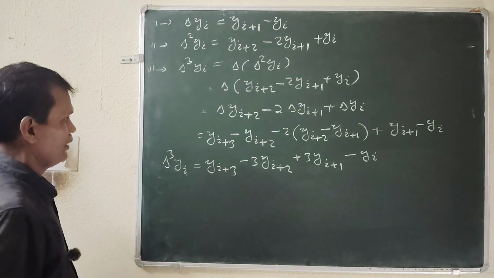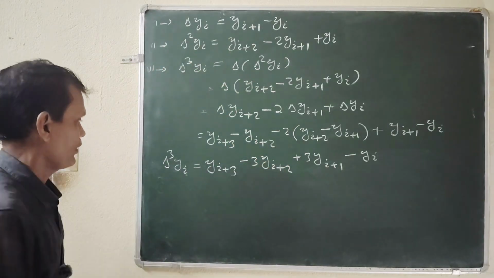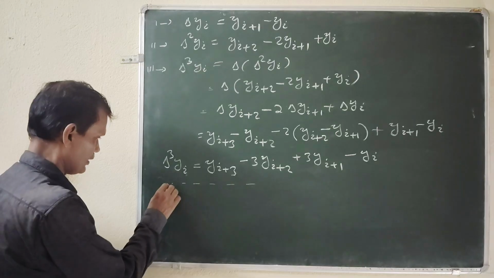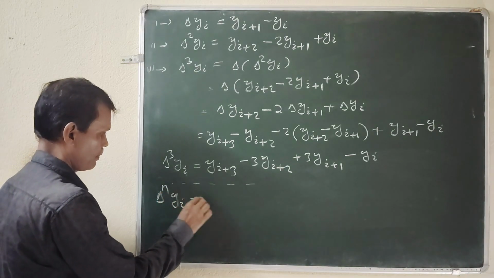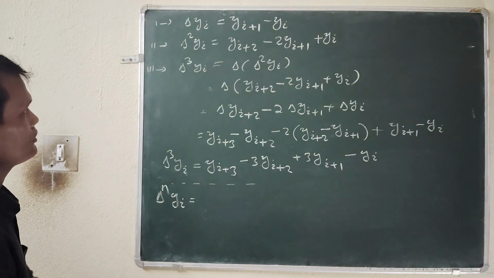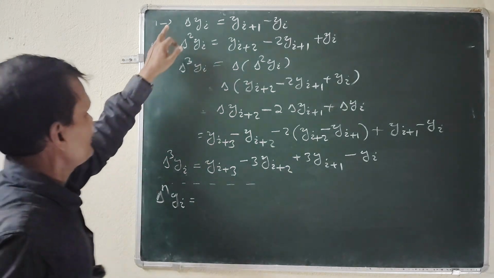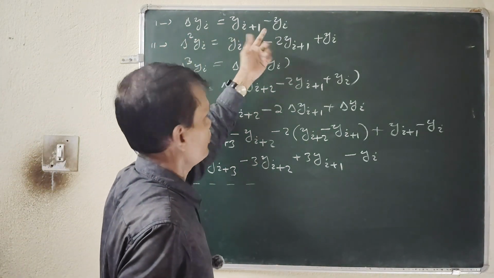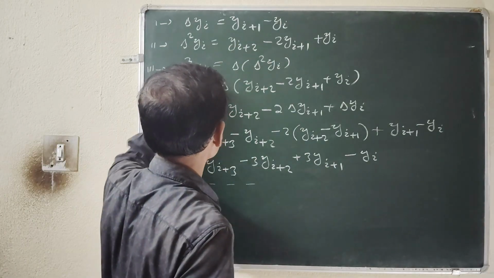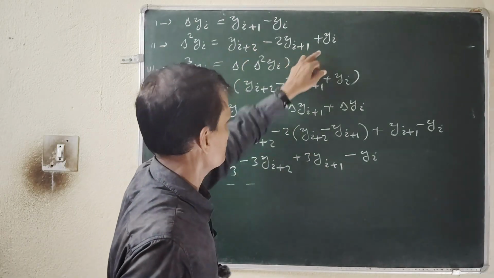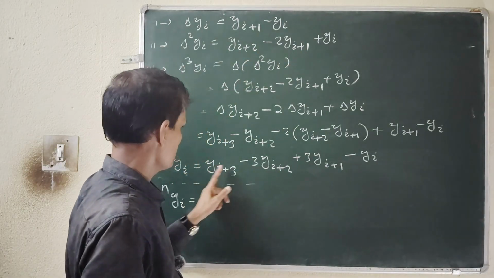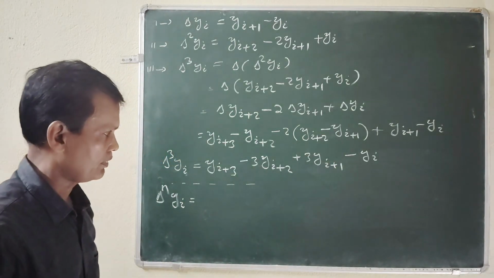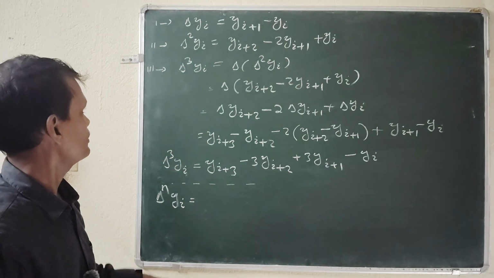Okay, and by observing this, now you can write the nth order, delta n yi. How can we write this? You see, in first order its coefficient is 1 and 1, but the sign is changing alternately, plus minus. Second order, this is plus minus plus. Third order, plus minus, meaning the signs are always changing alternately.